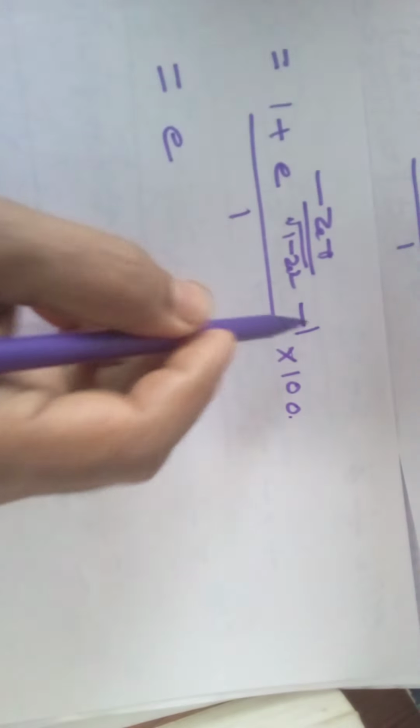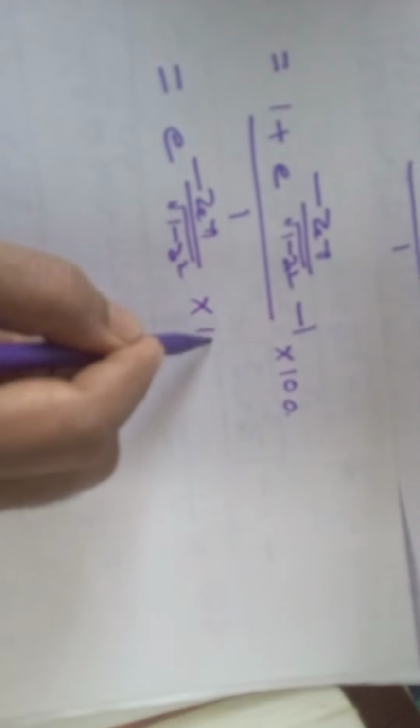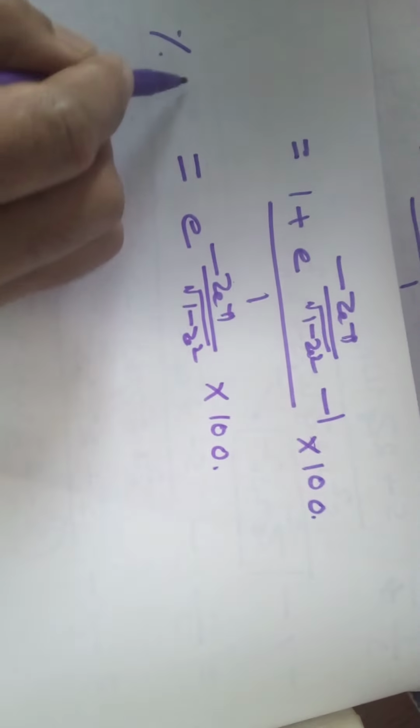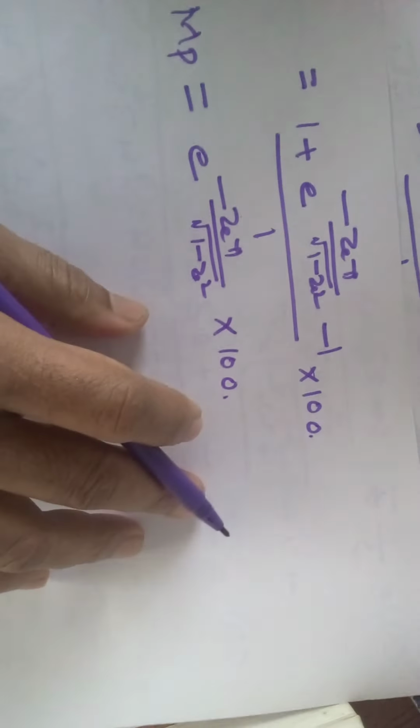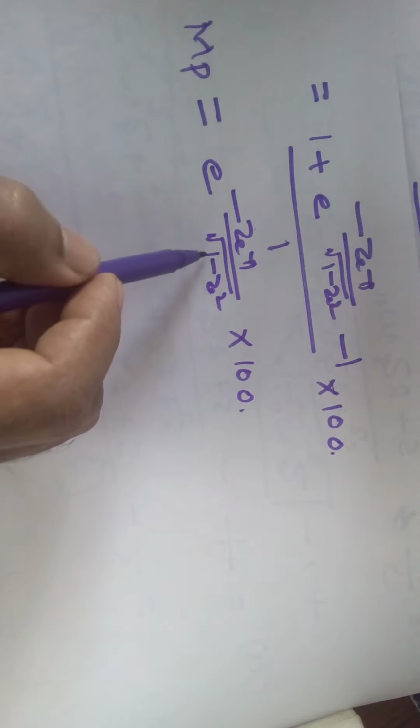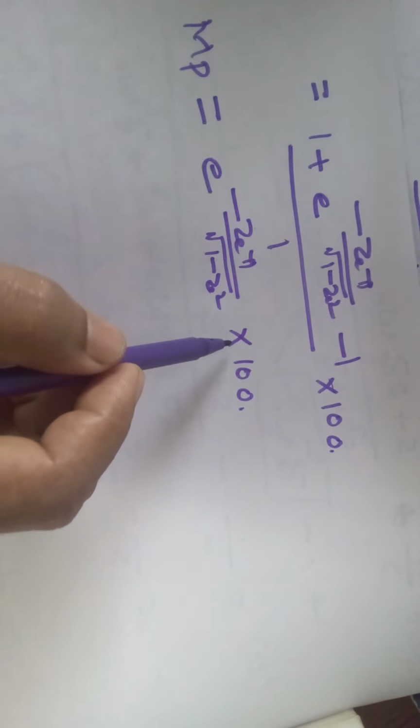So we can write this as e power, so 1 and 1 will get cancelled, e power minus theta pi divided by square root of 1 minus theta square into 100. So this is the formula to find percentage MP. Okay, so percentage MP equal to e power minus theta pi divided by square root of 1 minus theta square into 100, right? The final specification is your settling time. Final one, the fifth one is your settling time.